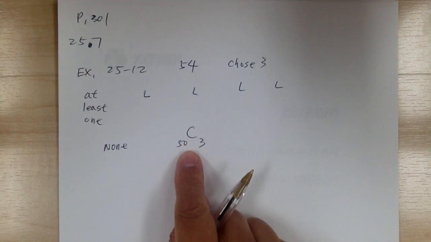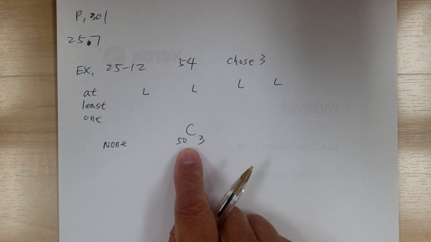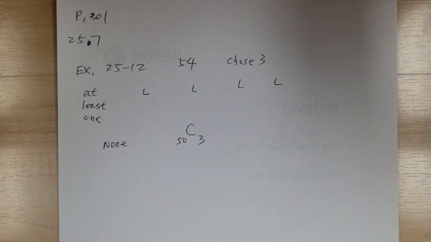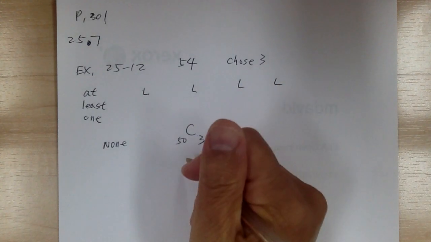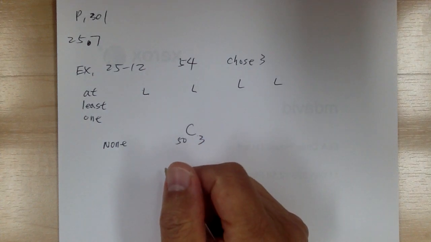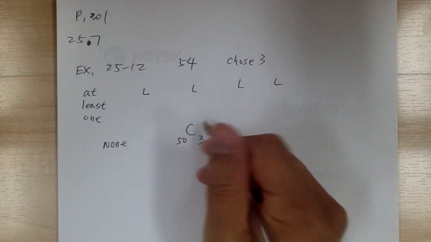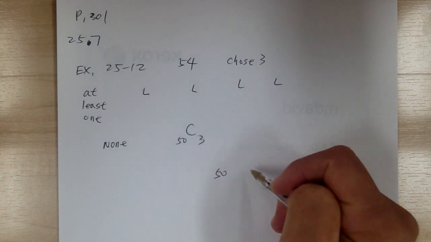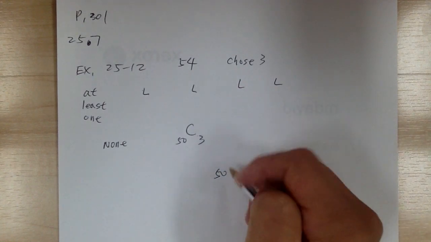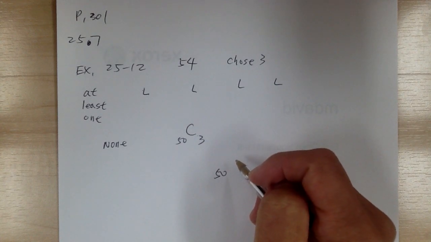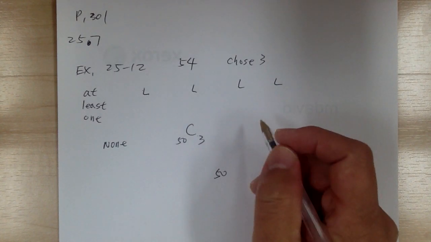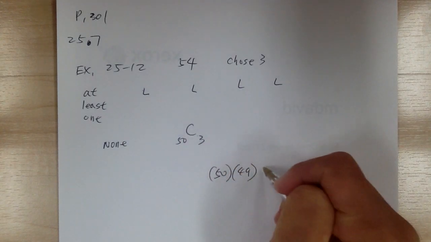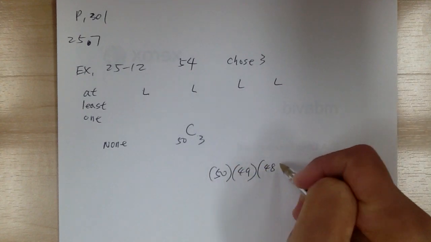And when you're choosing 3, the first member you can choose would be 50, and then the second member, and then after that the next member would be 49, and the next one you can choose would be 48, okay?